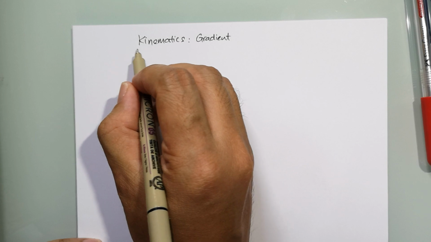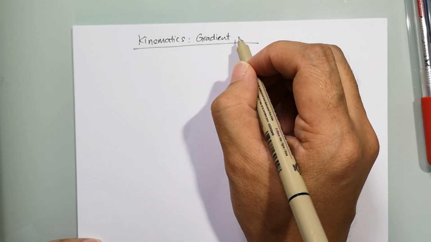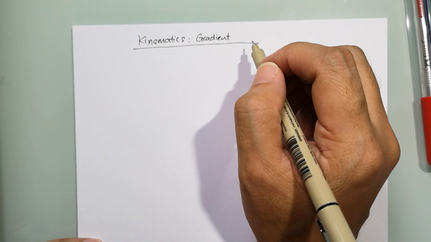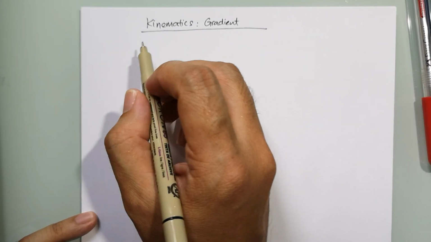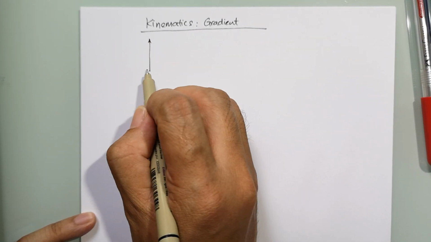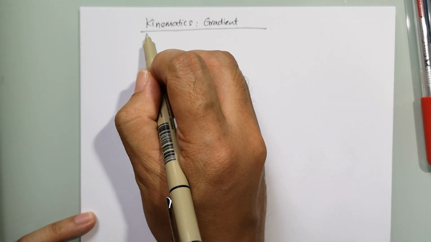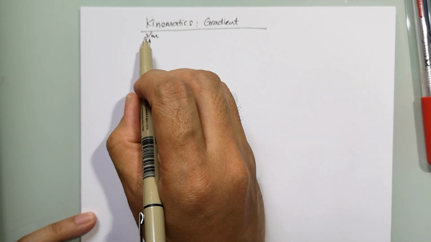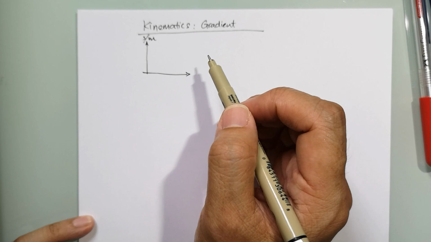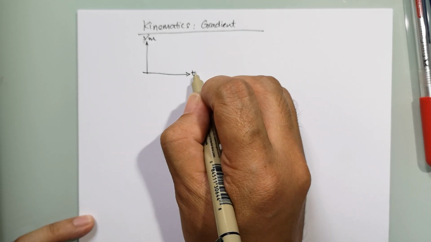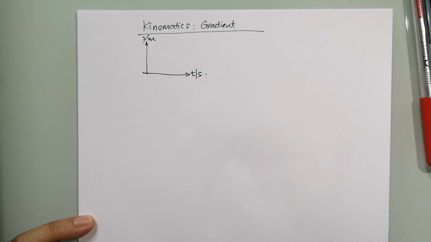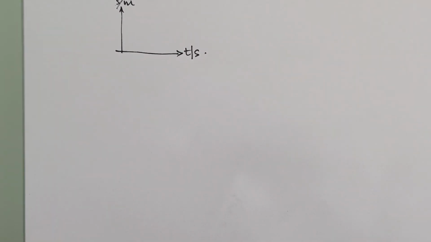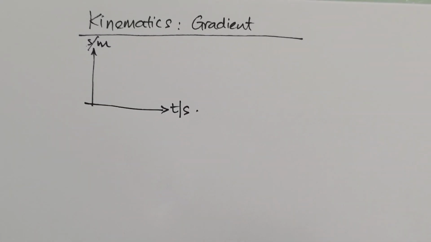Okay, so what's this gradient understanding of kinematics graph all about? In lesson we start off with a displacement time graph, and in displacement time we use S and not D, and this is your time. Let me make this a little bigger for you to see.